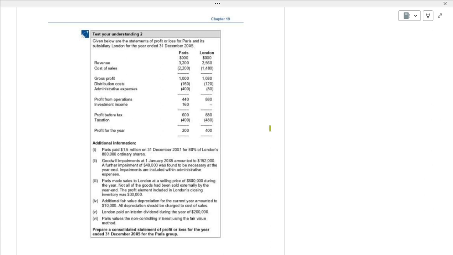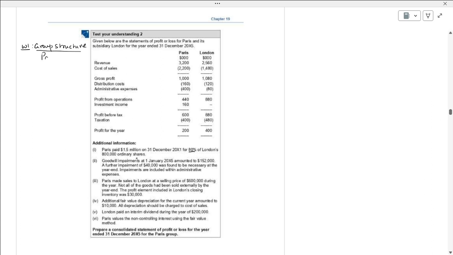Next, how are we doing this? Now you can do it on your own. Paris paid 1.5 million for 80% of London's 80,000 shares. Is that group working 1? Whether you are doing the profit and loss account or the statement of financial position, we have to do the group structure.